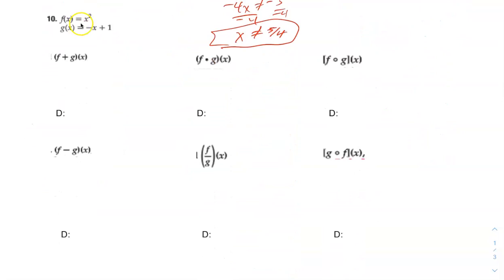For this set, now I have f of x equals x squared and g of x equals negative x plus 1. Same idea. So add them first. So x squared plus negative x plus 1. That's it. Can't do anything. All real numbers. Multiply them.